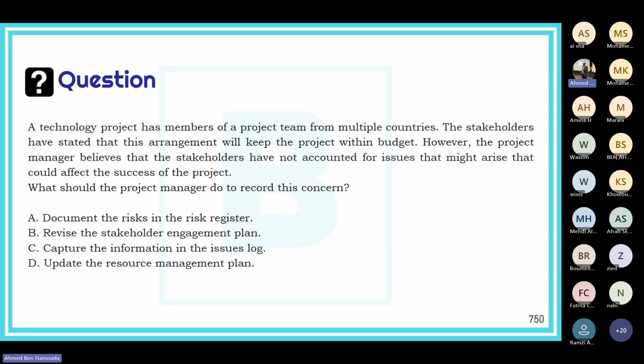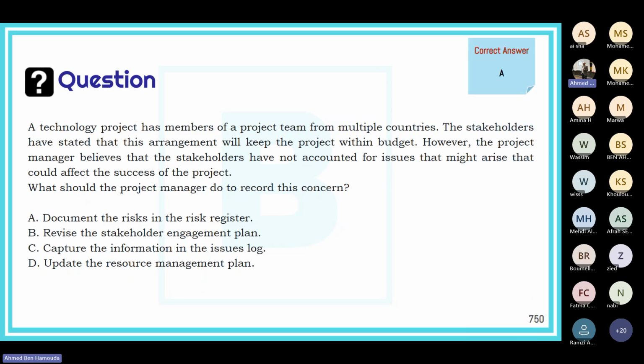A technology project has team members from multiple countries. The stakeholders have stated that this arrangement will keep the project within budget. However, the project manager believes that the stakeholders have not accounted for issues that might arise that could affect the success of the project. What should the project manager do to record this concern? Document the risks in the risk register, revise the stakeholder engagement plan, capture the information in the issue log, or update the resource management plan. Now, I don't think answers B and D are helpful.